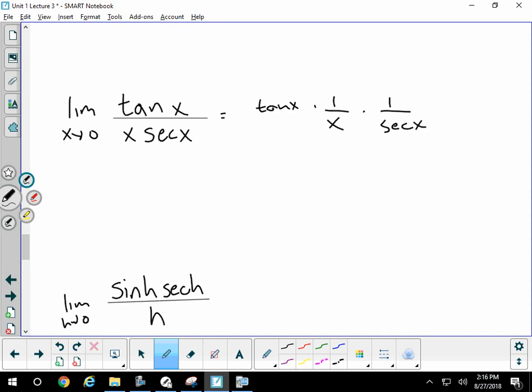Could I also do this? I like kind of move it. Should end up with a sin x over x and a cos x over a cos x. Or like a 1 over cos x times a cos x.